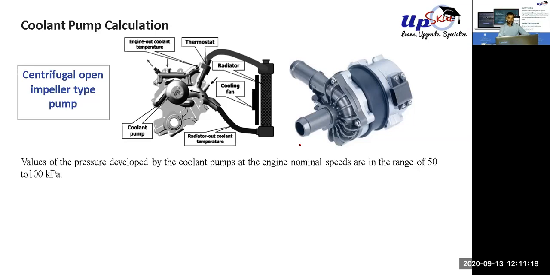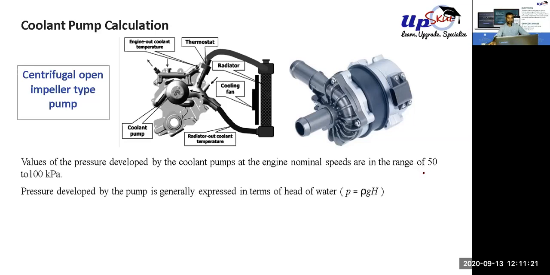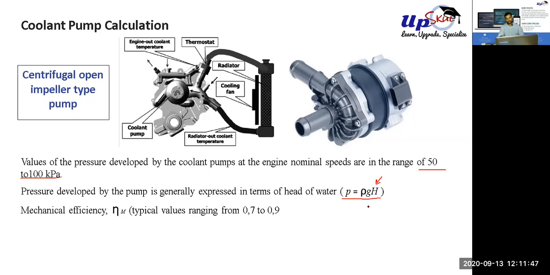So we need to know how much pressure we need to develop. For that we need to calculate how much pressure drop we are getting. As you can see, we need around 50 to 100 kilopascal of pressure to be generated by the pump. Pump pressure generated is most of the time denoted by the head of water, that is this H. There is a consideration of the mechanical efficiency of the pump, and by considering that, we get the power consumed by the pump. If we know the power of the pump, we can go ahead and look at some pumps from the supplier's catalog.